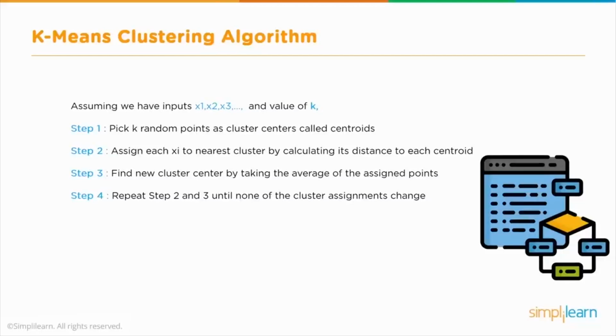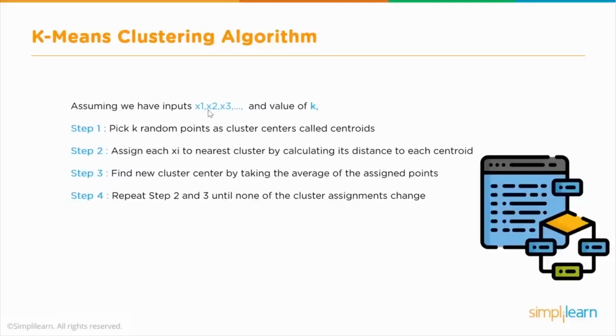And we calculate the distance of each and every input point from each of the centroids. So the distance of x1 from C1, from C2, C3, each of the distances we calculate. And then find out which distance is the lowest and assign x1 to that particular random centroid.